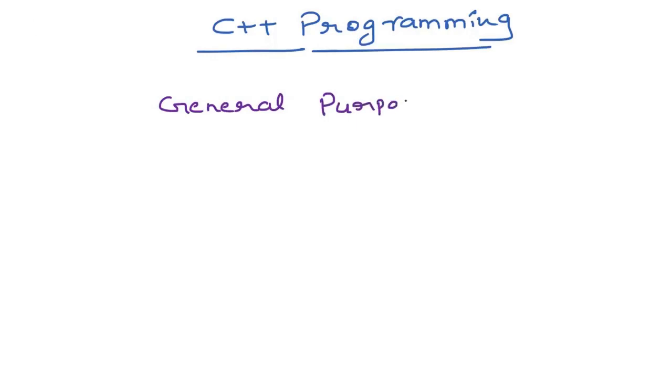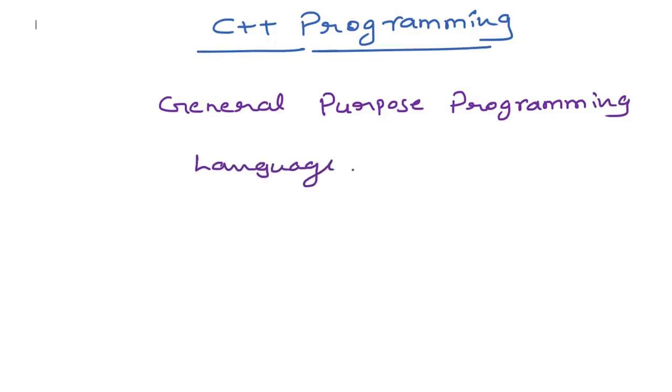So the first term is the general purpose programming language. A general purpose programming language is a language designed to be used for writing software in a wide variety of application domains. In simple words, when we say a programming language is a general purpose programming language, it means that we can use that programming language to create a different variety of applications. C++ is also a general purpose programming language. It means you can use it for creating different types of software or programs.